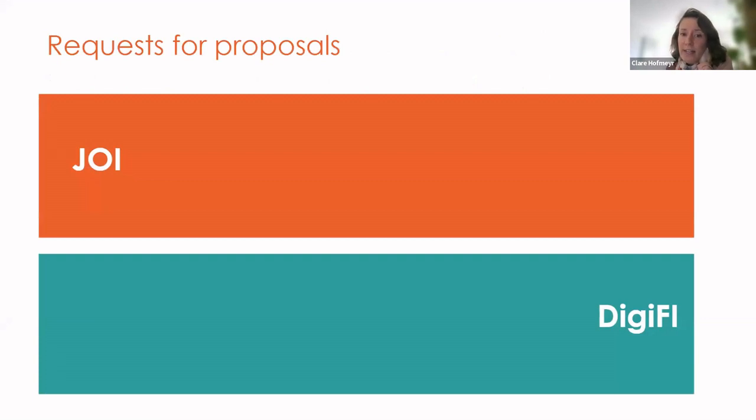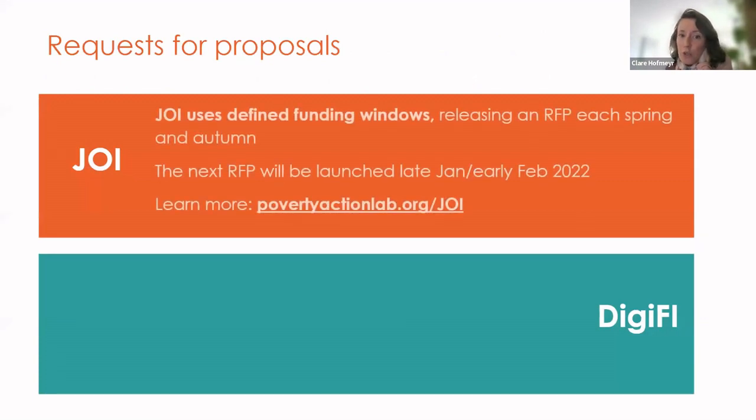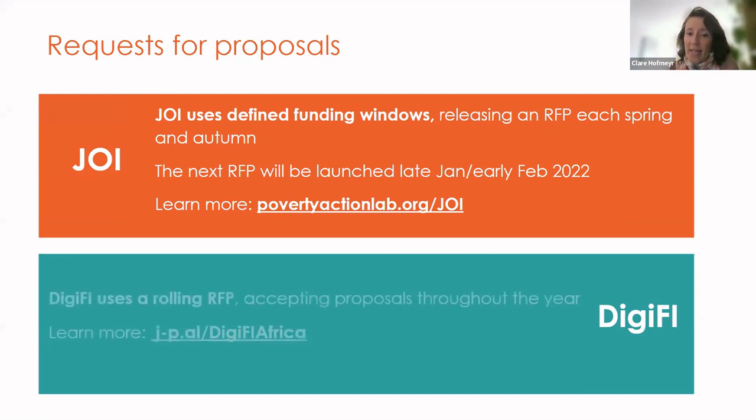So JOY and DIGIFY run their funding activities slightly differently. JOY uses defined funding windows, launching a request for proposals in the Northern Hemisphere spring and autumn each year. So the next RFP will be launched in late January or early February 2022. DIGIFY, on the other hand, accepts proposals on a rolling basis, so you can submit one at any time. And in both cases, the first step is to submit a letter of interest, which is a relatively short description of your proposed research project. Then JPAL staff use this to assess whether the topic aligns with the initiative scope, and if it does, you'll be invited to submit a full proposal.